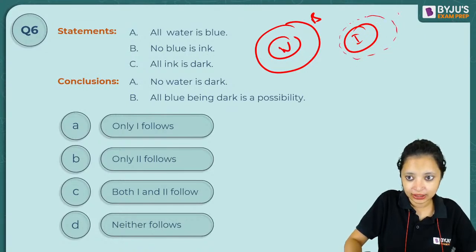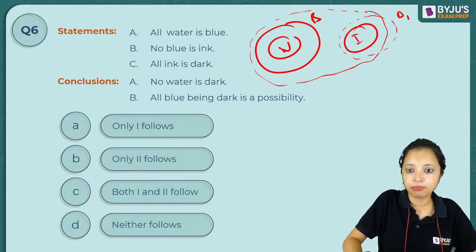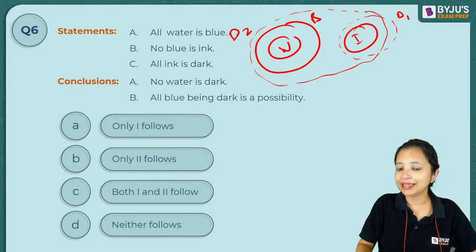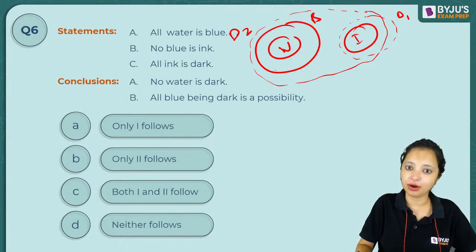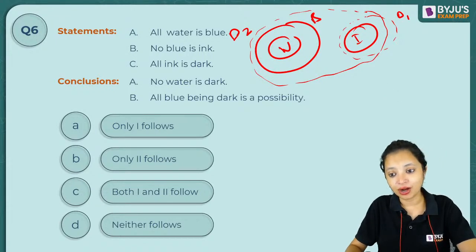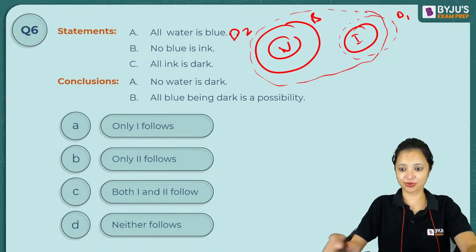All ink is dark can be this. All ink is dark can also be this. In both the diagrams, all ink is dark is true. If you made both, you would have found your correct answer. If you missed out on one of the possibilities of dark, you would have marked the incorrect answer. Let's have a look at the correct answer.